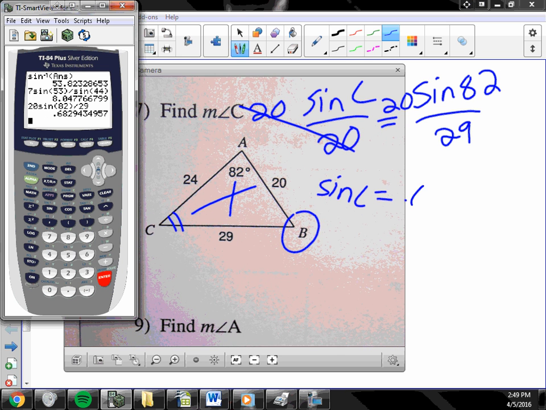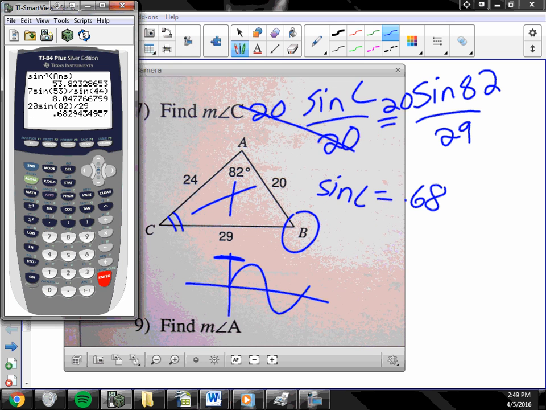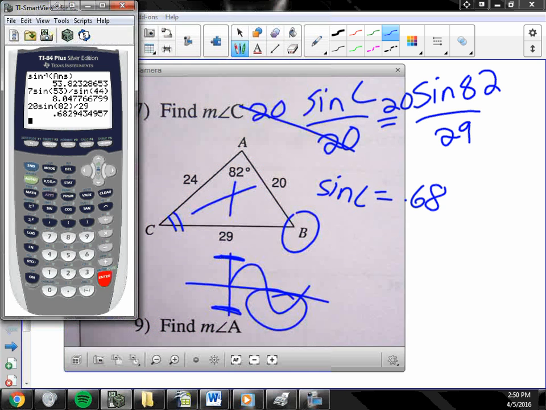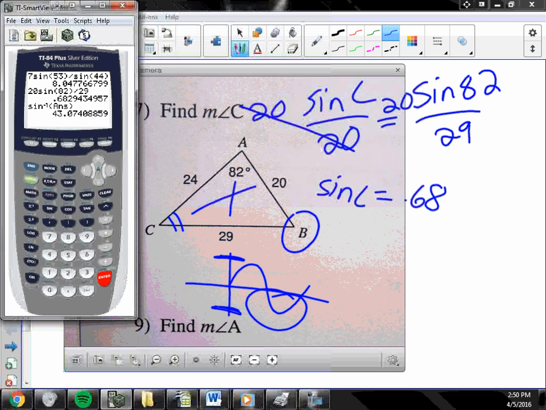is 0.68. Why is that a good number? It's less than 1. The sine and the cosine always have to be less than 1. If you remember from your graphs, the sine stays between 1 and negative 1, and the negative versions only occur in quadrants 3 and 4, where the angles are bigger than 180, so we don't have to worry about that. So the sine of C is 0.68. If we invert the sine of 0.68, we get 43 degrees. Does that number make sense?